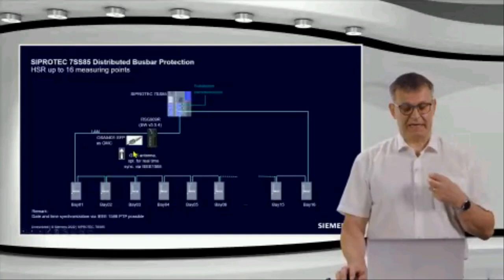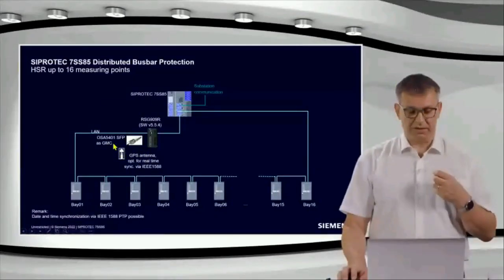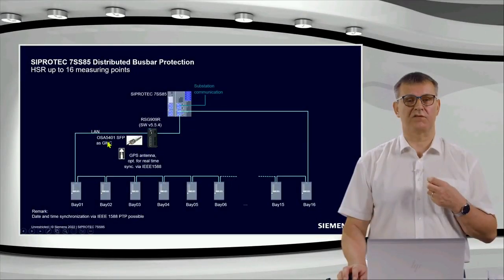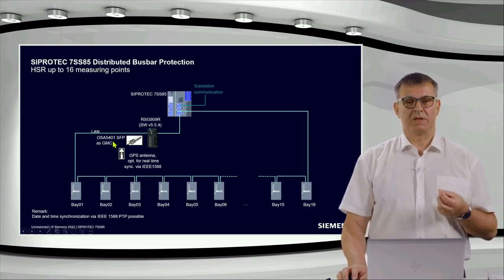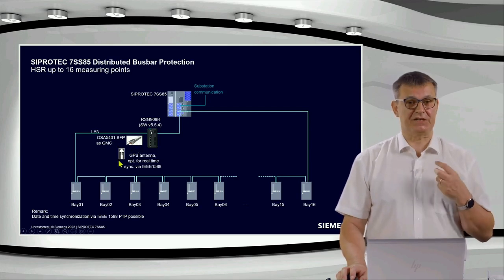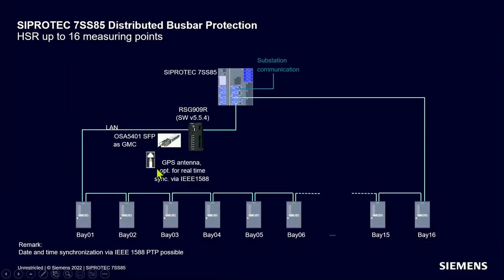We are using an OSA, the OSA 5401 SFP, as a grandmaster clock. And this OSA SFP can also be directly connected to a GPS antenna. Then we insert this OSA SFP directly into the RedBox RSG 909R, to insert the PTP signal from the OSA SFP into the HSR ring. This was the next possibility.